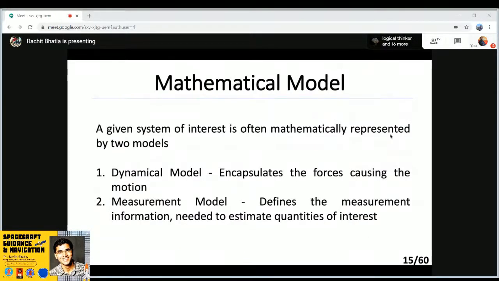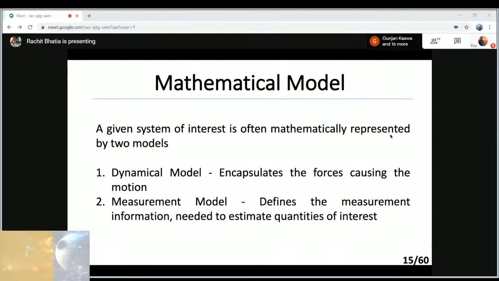Now, I also want to present the power of mathematical models. Whenever there's a system or problem of interest, we try to set it up mathematically. Often there are two major models that are set up. One is the dynamical model, which encapsulates the forces causing the motion of the system. So, all types of forces.